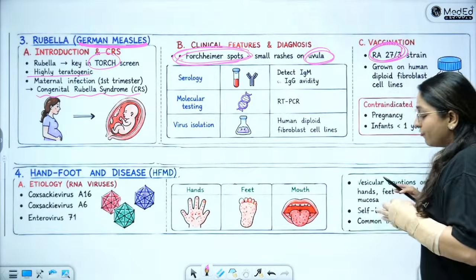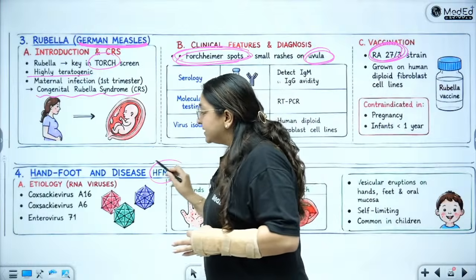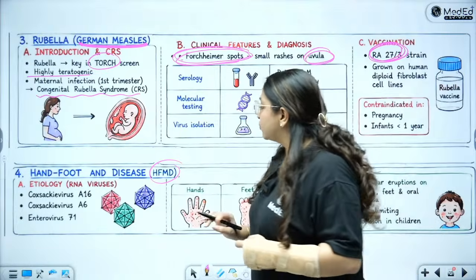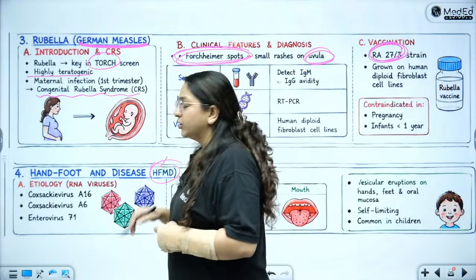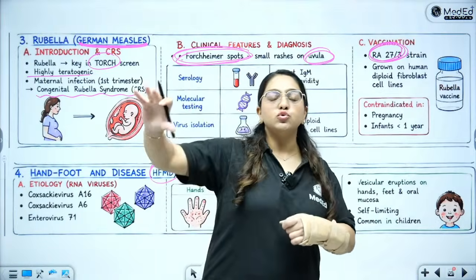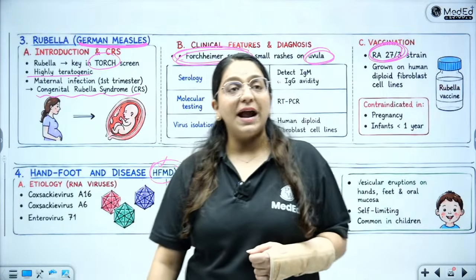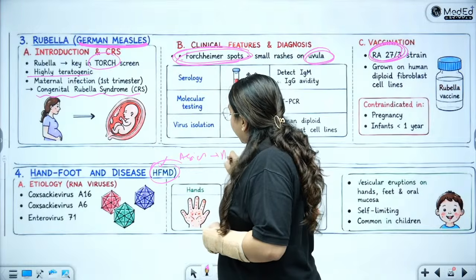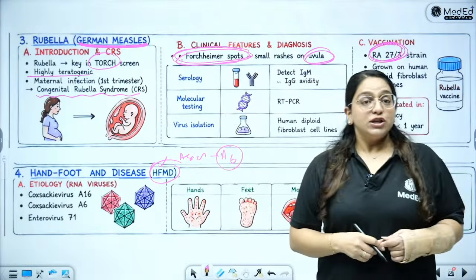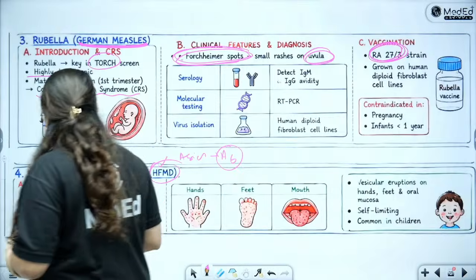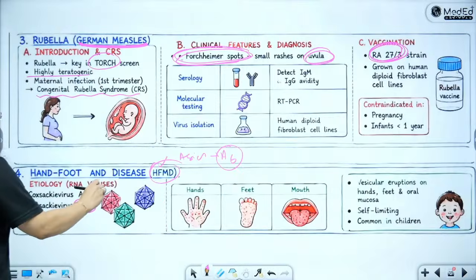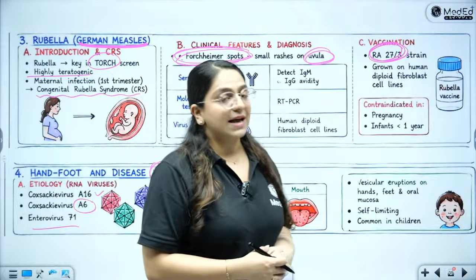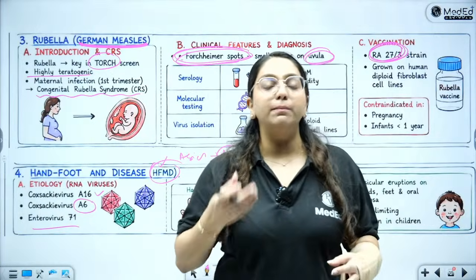RA273 strain. Finally, you have hand, foot, mouth disease, which is caused by the Coxsackie viruses. So, I always tell my students, it is hand, foot, mouth. From foot you remember shoes. There is a very famous shoe brand called A6. So, from A6 you can remember A6. It is caused by Coxsackie virus A6, A16 and enterovirus 71. These are the three important viruses which lead to hand, foot, mouth disease.